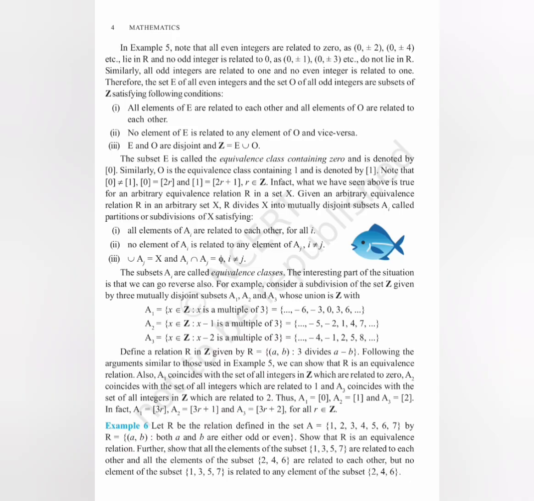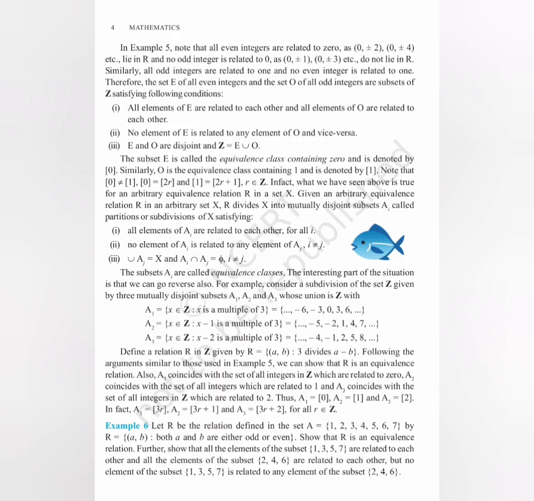Similarly, all odd integers are related to 1 and no even integer is related to 1. Therefore, the set E, that means E of all even integers. Why they are denoting E means in even, E is the first letter. That's why they are denoting E. O means odd integers, subsets of Z satisfying the following conditions.